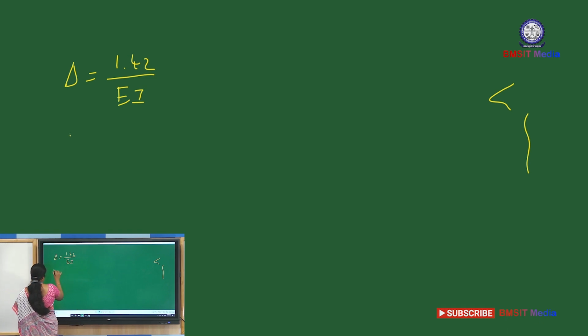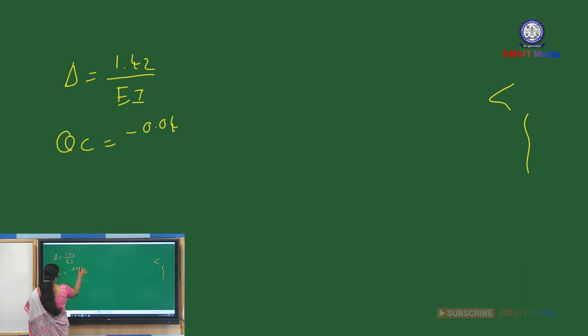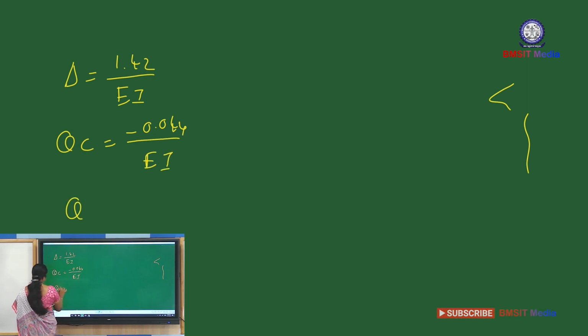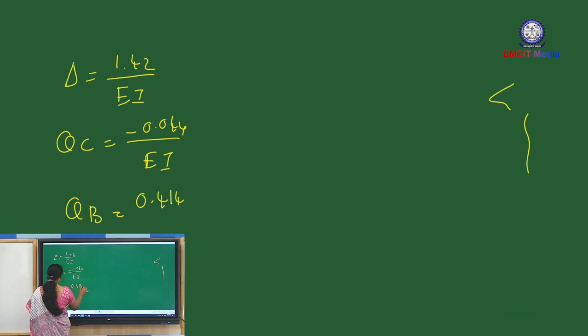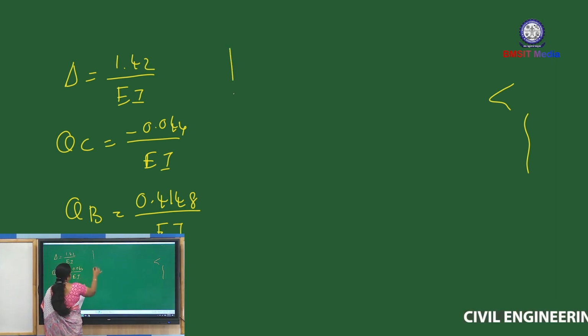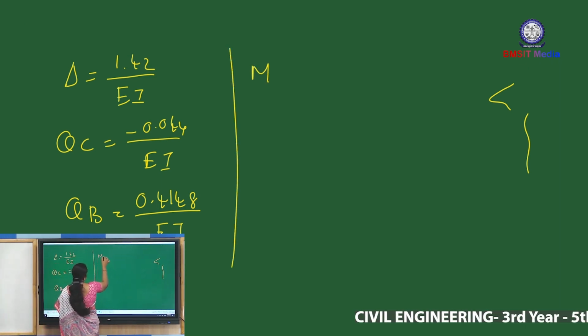So the unknown delta equals 1.42 divided by EA, and theta C equals minus 0.044 divided by EA. Then theta B equals 0.4148 divided by EA. If you substitute these in equations number 1 to 6, we can find out the end moments.